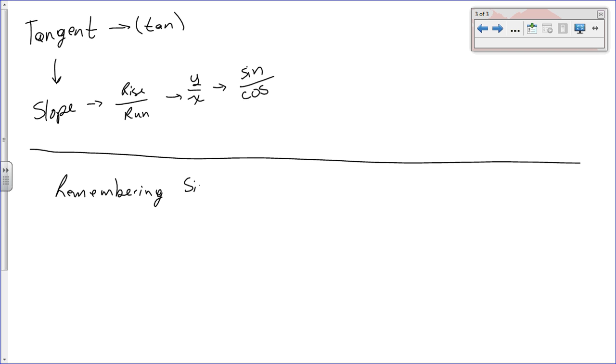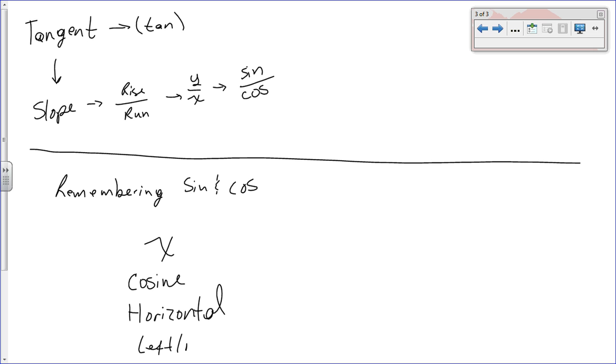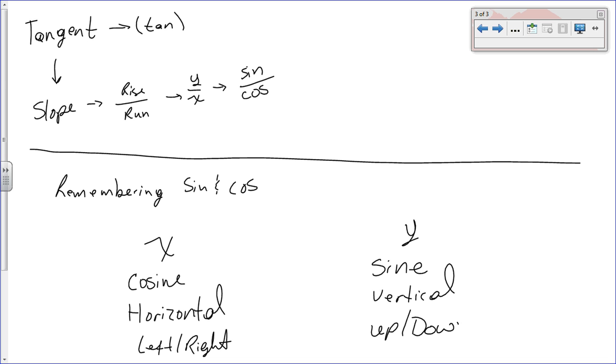Remembering sine and cosine. Remember, cosine is your x value. It's your horizontal movement, and of course, horizontal is left-right movement. Sine is your y value. It is your vertical movement, and of course, vertical is up-down movement.